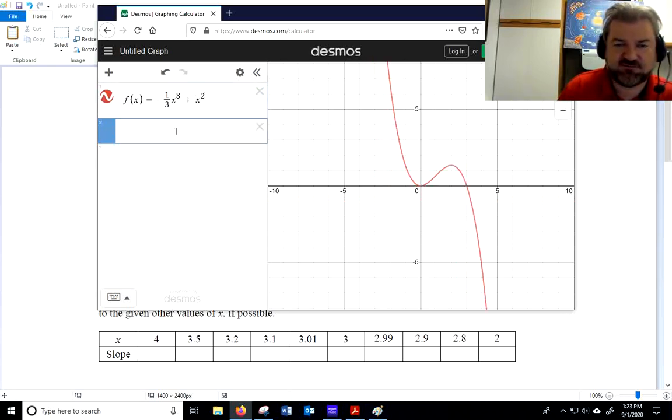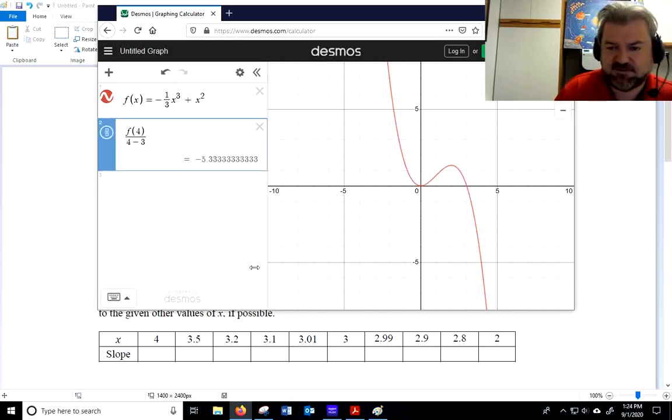And we are going to find the slope to be f of 4, we'll do that one, minus, it was 0, right? So I guess I don't really need that. Over x minus 4 minus 3. Like that. So this first one here should be negative 5.3333333.